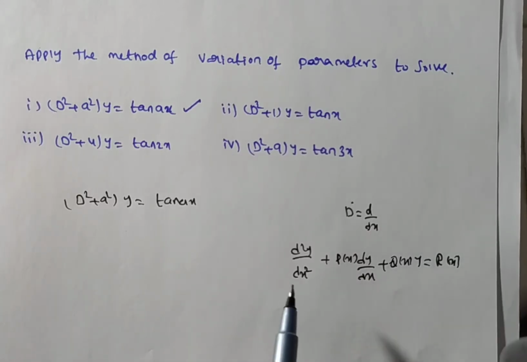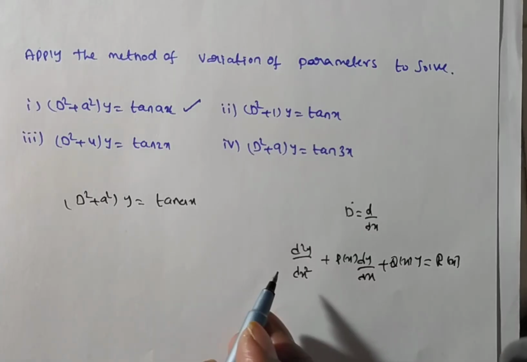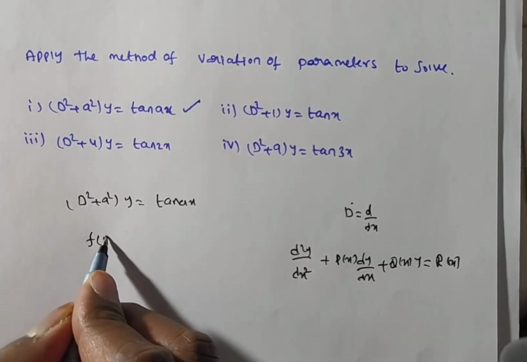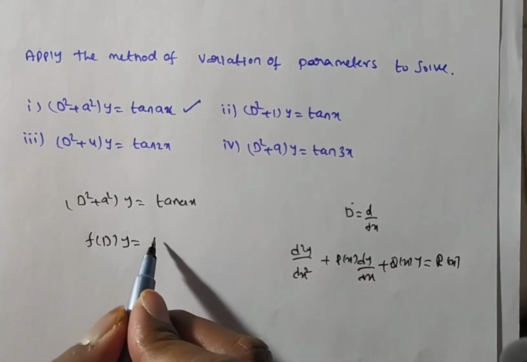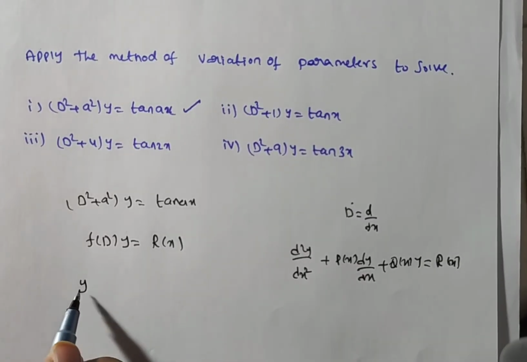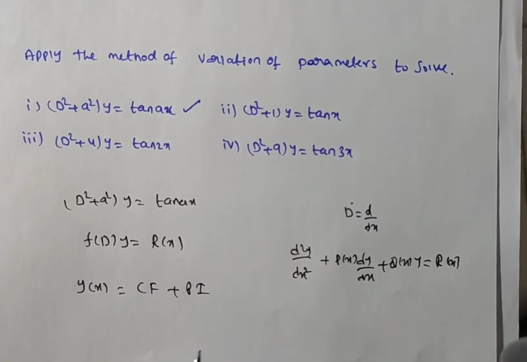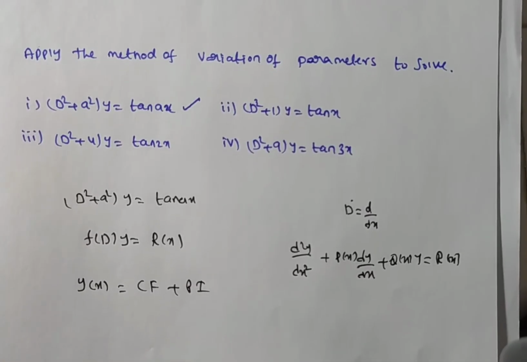Now the coefficient of d²y/dx² is 1, and here also you have 1. So now it is in standard form. You can write the given differential equation as f(D)y = r(x). In this case, the general solution is complementary function plus particular integral.